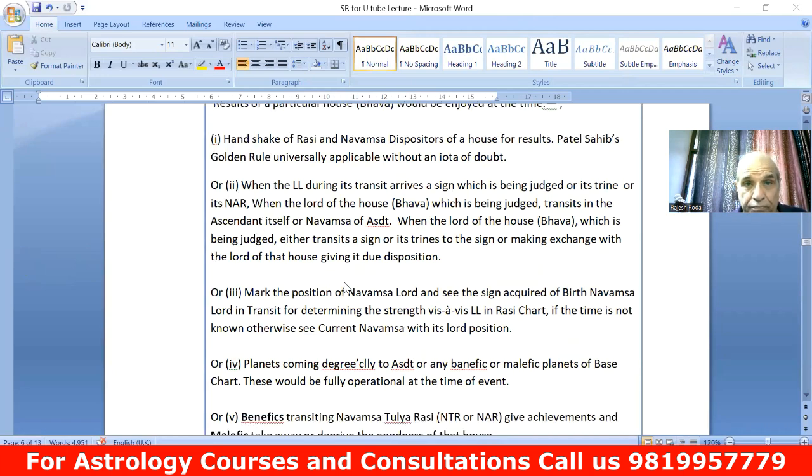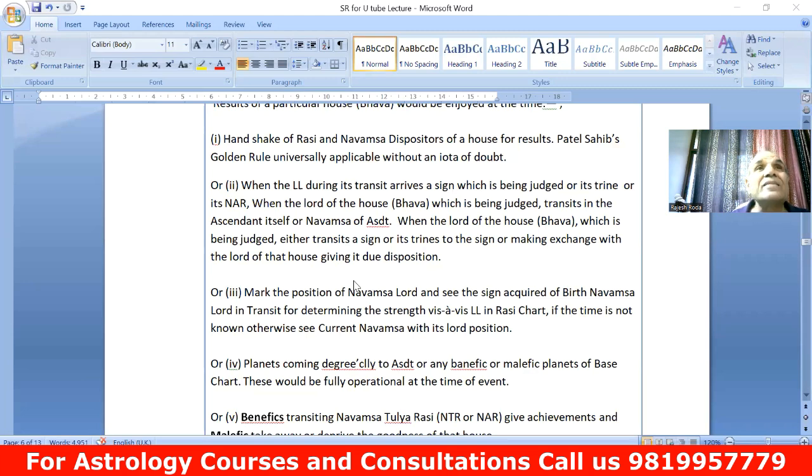The second rule is when the Lagna Lord, during its transit, arrives at a sign which is being judged. The ascendant Lord comes into a sign, and you want to see childbirth, marriage, your bhagya, the profession, all such things. If the Lagna Lord walks into that house, it means the Lagna Lord has come to that house to give you results.